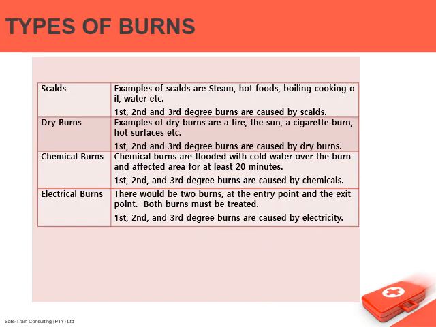Types of burns. These are examples of causes of burns. Scalds are usually caused by steam, hot foods, boiling cooking oil and water, etc. Dry burns are usually caused by a fire, the sun, cigarette burn, etc. Chemical burns are usually caused by chemicals. Where a chemical reacts with water, it should be removed first before being cooled with water. Electrical burns can have two burns, and can have effects on the heart. Thus ensure to monitor circulation and breathing.